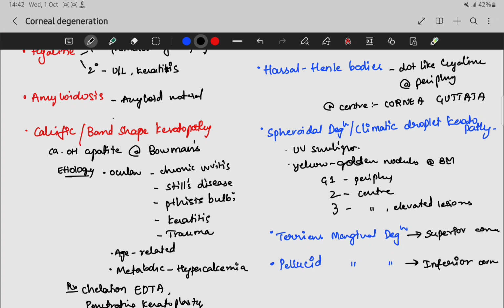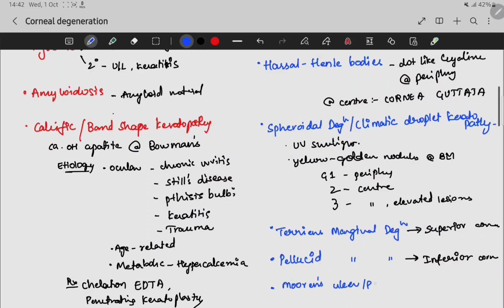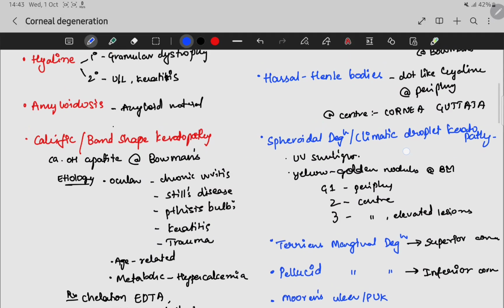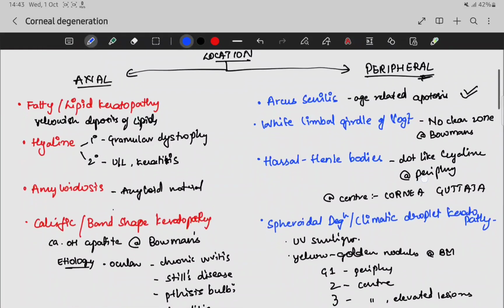Okay. Then we have Mooren's ulcer and peripheral ulcerative keratitis. These are all a separate class. We will discuss this in a separate class. So these are 5 or 6 examples of the peripheral corneal degenerations. So in this way we can easily remember this.